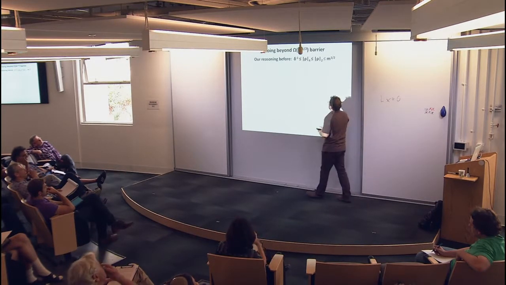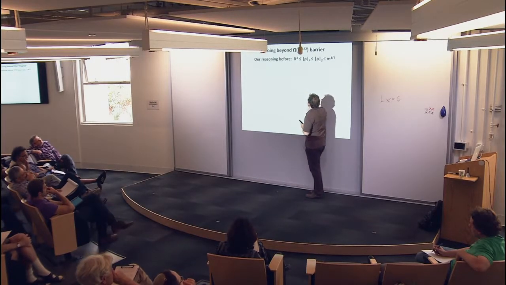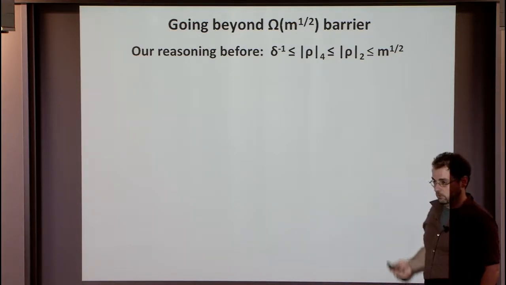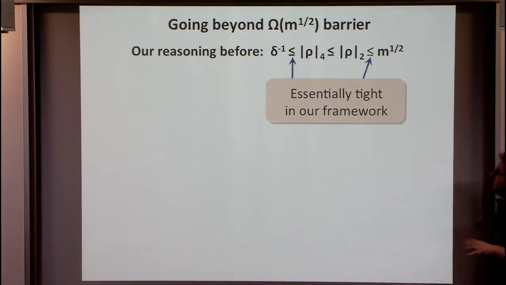So we just used the inequality. We knew that the inverse of delta is at most the L-infinity norm of rho. Then we used the L2 to L2 bounding to bound the L4 norm, and then we showed that the L2 norm is at most square root of m. What you can show is that essentially in our framework, the first and the last inequality are tight.